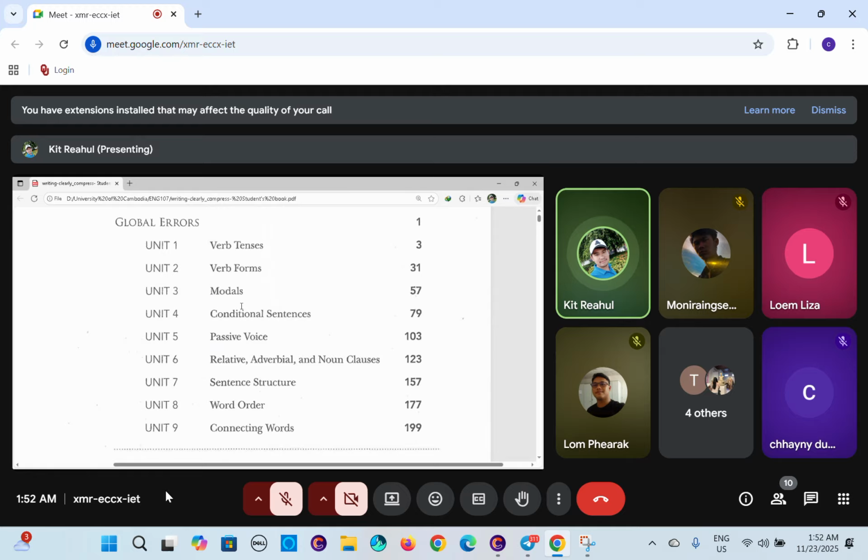Everyone, can you give some examples of the modals? Can anyone give some examples of the modals?